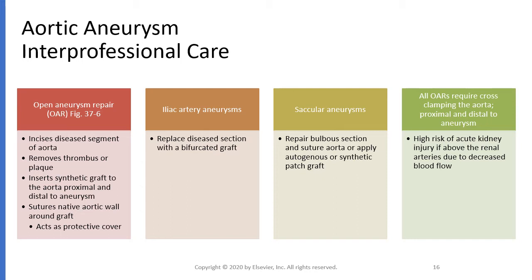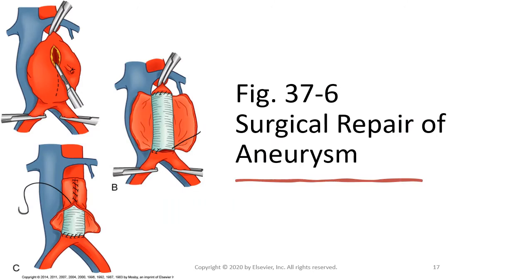All OARs require aortic cross-clamping proximal and distal to the aneurysm. Most resections are done in 30 to 45 minutes, then the clamps are removed and blood flow is restored. The risk for postoperative complications, such as acute kidney injury, increases in patients who have an aneurysm at the level of the renal arteries. This slide is a visual representation of the procedure I just described. A is the incision of the aneurysmal sac, B is insertion of the synthetic graft, C is the suturing of the native aortic wall over the synthetic graft.